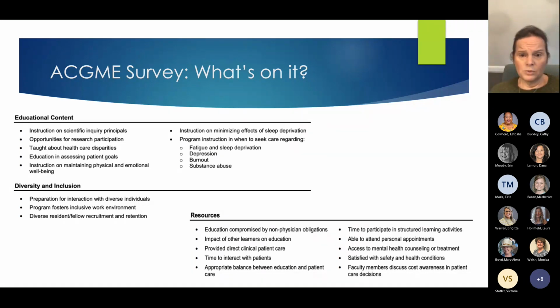Looking at the resources, is education compromised by non-physician obligations? Are there too many other learners there that are taking away from their educational structure? Do they have enough time to interact with their patients? Is there a balance between service and education? Can they get to didactics on time? Can they get to their appointments if they need it? Are they satisfied with the safety and health conditions of the environment? Do they have call rooms? Do they have relaxation space, those kinds of things? Do they talk and learn about cost awareness and cost conscious care?